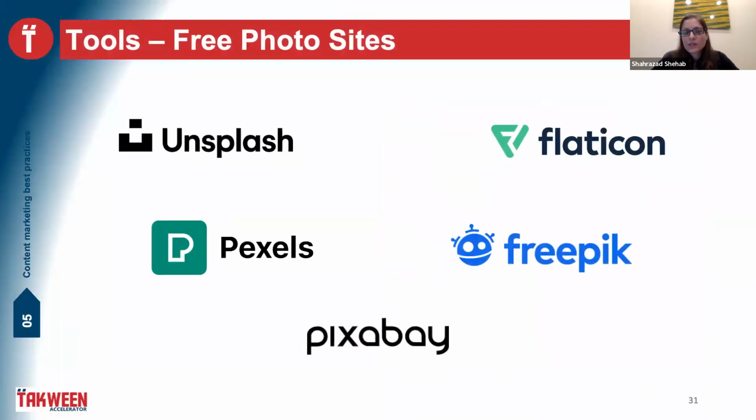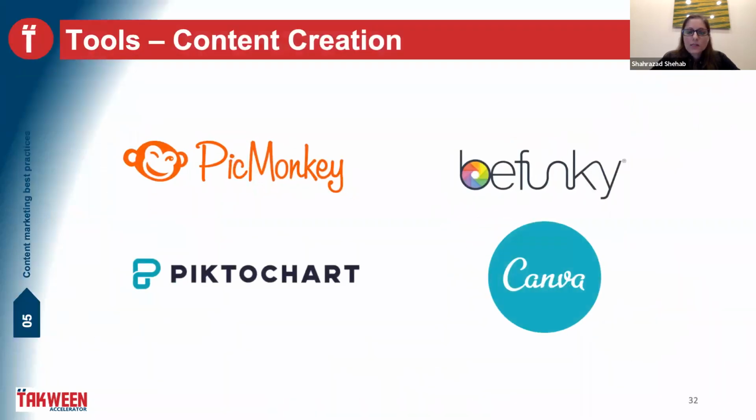Here are some sites where you can get free high-quality photos and icons: Unsplash, Pexels, Pixabay, Freepik, and Flaticon. All are free. And some free content creation tools: PicMonkey, Piktochart, BeFunky, and Canva. These are free as well.